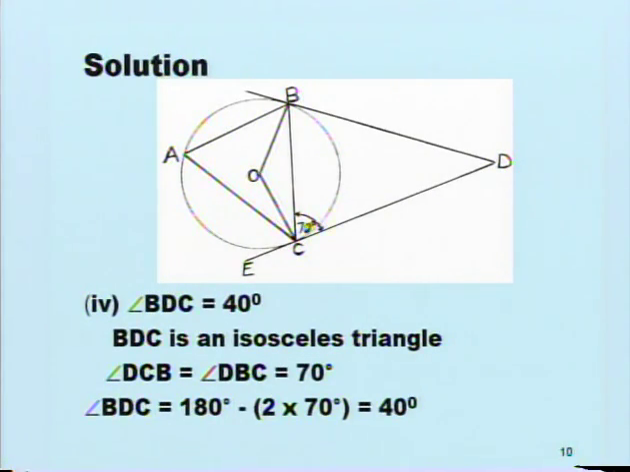Solution to the fourth part. Angle BDC is equal to 40 degrees. Reason, BDC is an isosceles triangle, so we have angle DCB equal to angle DBC, which is equal to 70 degrees. Angle BDC is equal to 180 minus 2 times 70 degrees, which will be 180 degrees minus 140 degrees, which will give us 40 degrees.